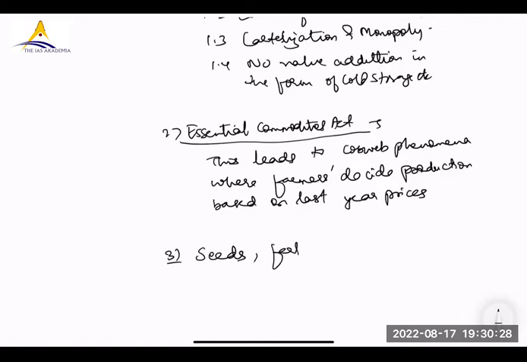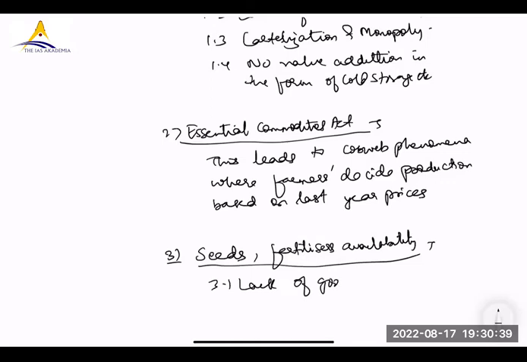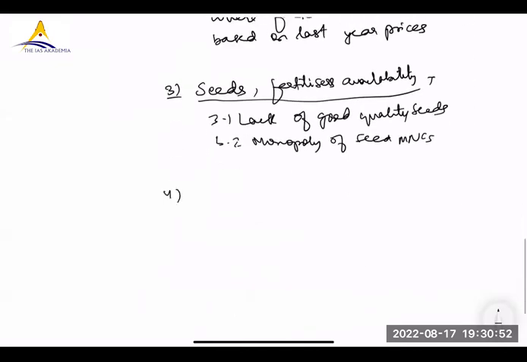Seeds, fertilizers availability. Lack of good quality seed. Monopoly of seed MNCs, Monsanto, etc. Another supply side constraint is lack of public investment. Lack of private investment in agriculture.